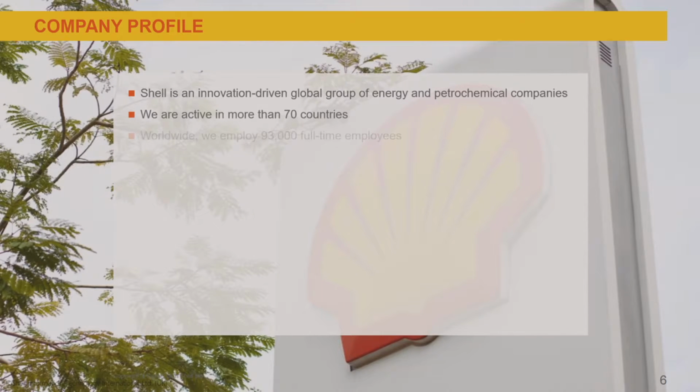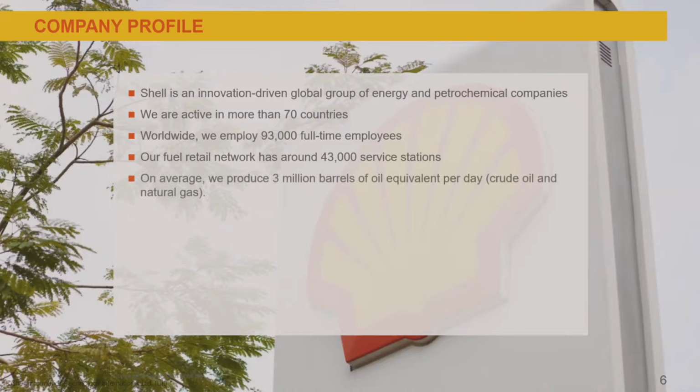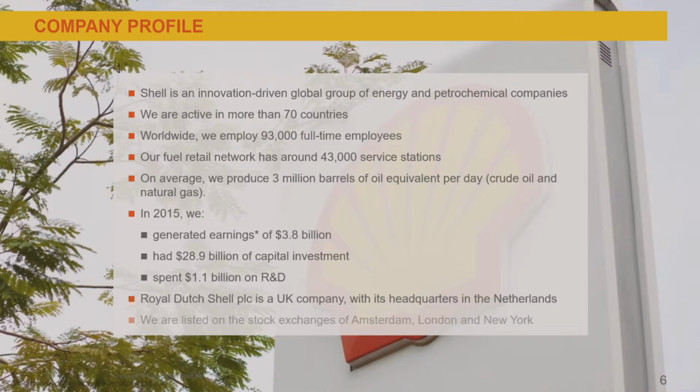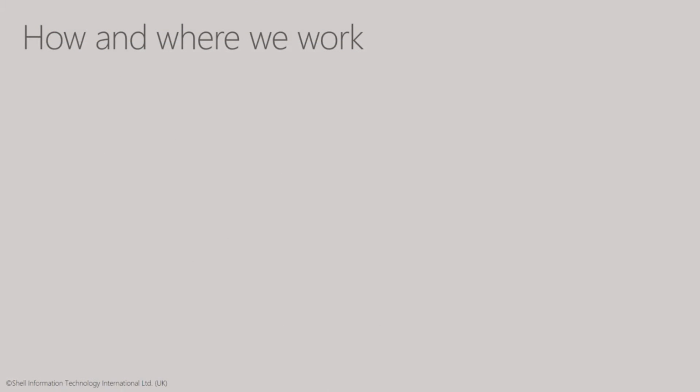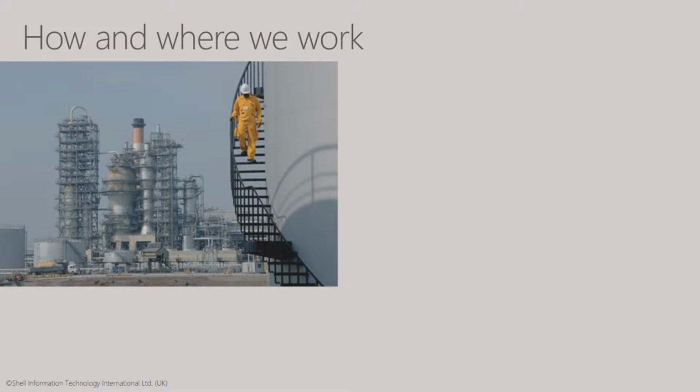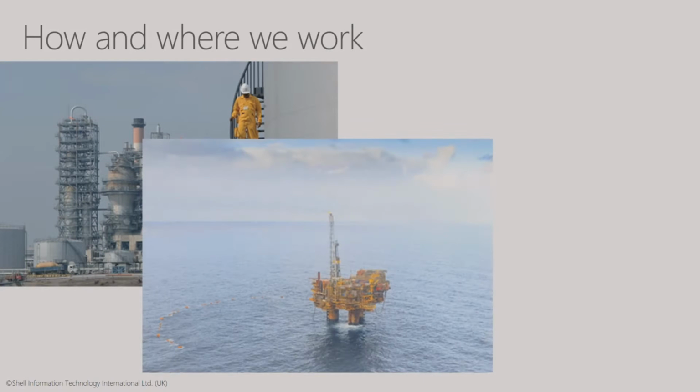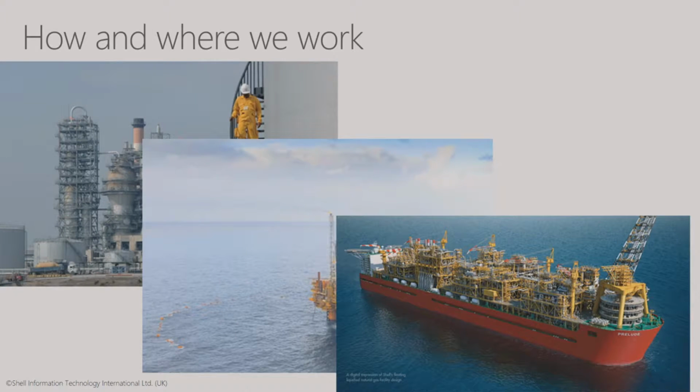Okay, so some more information on Shell. Some of you may have heard of us before, but we're a global group of energy and petrochemical companies. We have a presence in more than 70 countries. And worldwide, we employ 93,000 full-time employees. So just to give you an idea of the scale of what we're talking about here. And of course, we don't all work in offices. We don't all have fast connections. So we have people scattered everywhere.